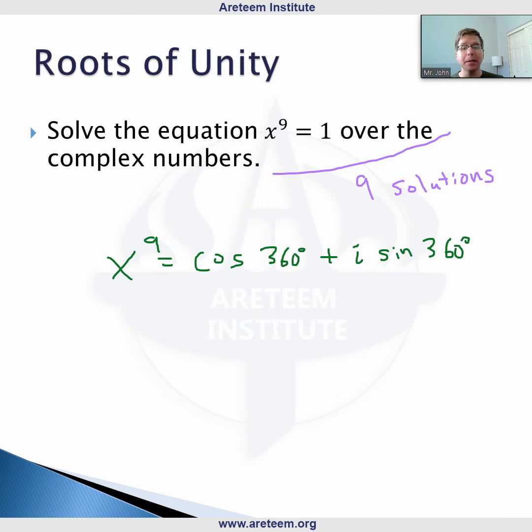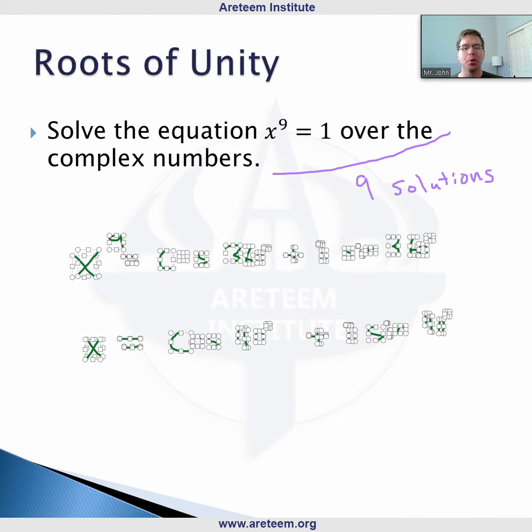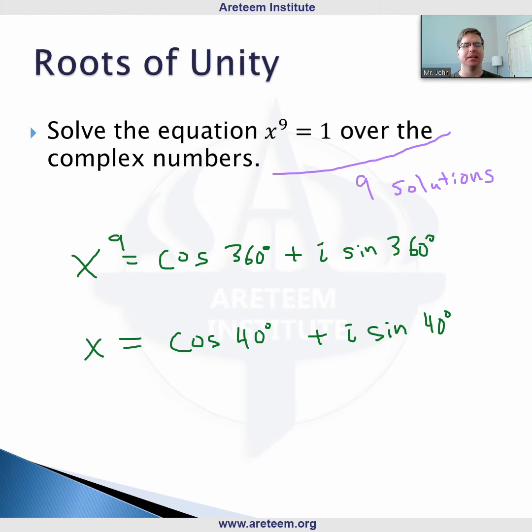We can do our same trick as before, right? And we can say, okay, we have x to the 9th is that, so we take the 9th root of both sides. We have cosine of 360 divided by 9, so that is going to be 40. So we have 40 degrees here, plus i sine of 40 degrees. Now the issue is that we only gave one solution then there, right? This gave us one solution. We're supposed to have 9 in this case.